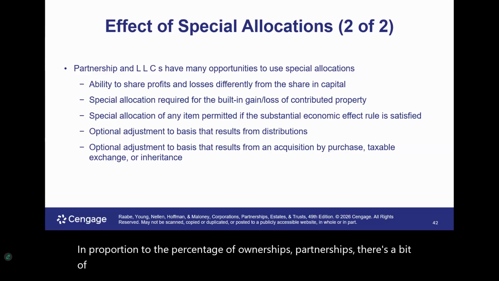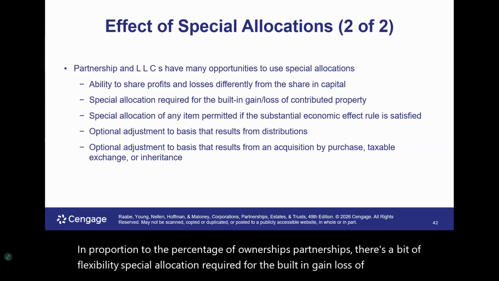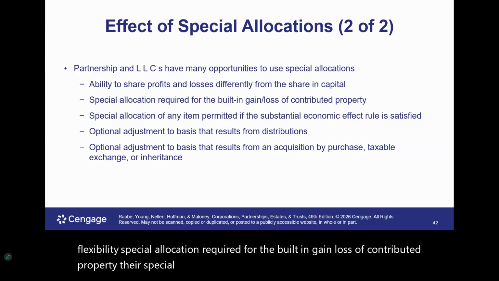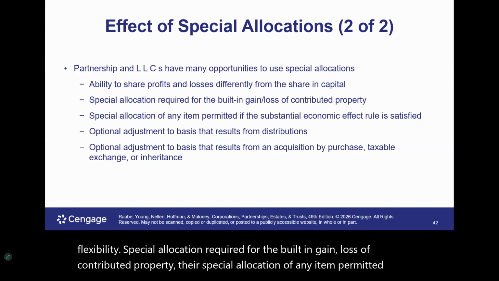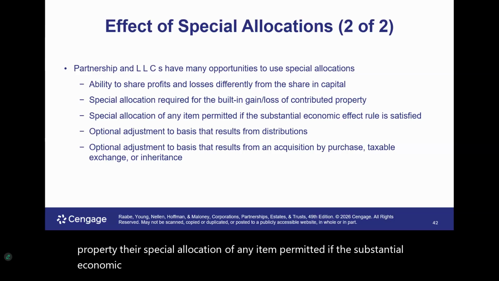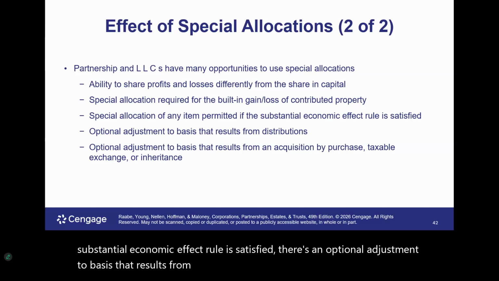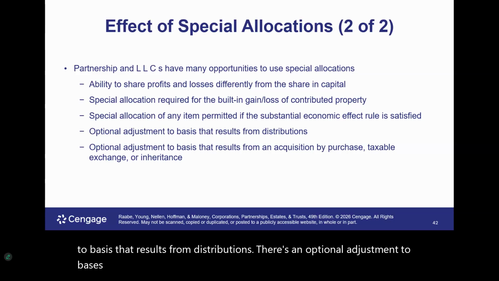Special allocation is required for the built-in gain or loss of contributed property. There's special allocation of any item permitted if the substantial economic effect rule is satisfied. There's an optional adjustment to basis that results from distributions. There's an optional adjustment to basis that results from acquisition by purchase, taxable exchange, or inheritance. So all of these different things to consider.